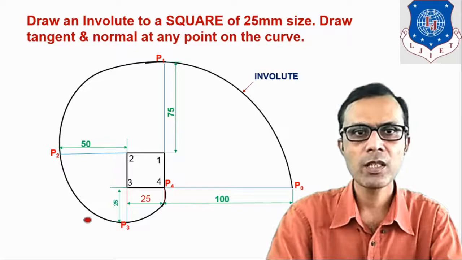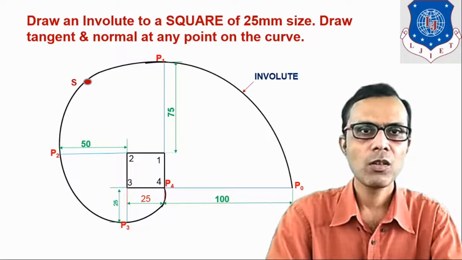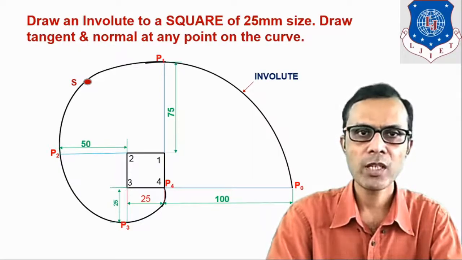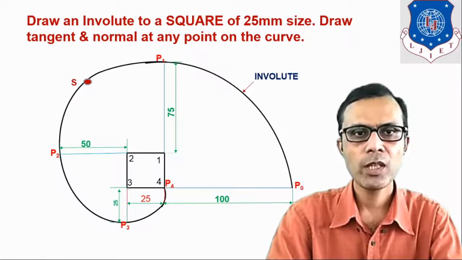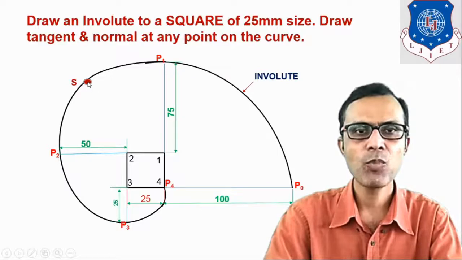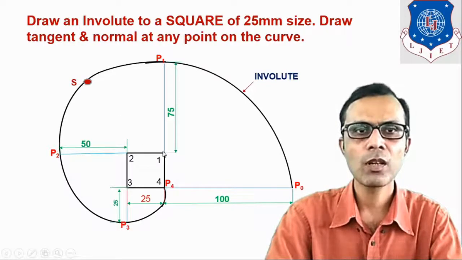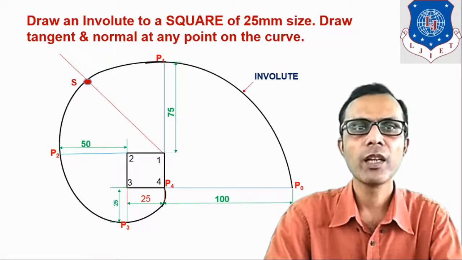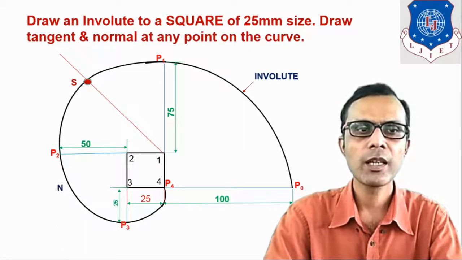Now the next part of this question is to draw tangent and normal at any point on the curve. So we have to consider any point on this curve. We are taking point S on this curve. From point S, we have to draw tangent and normal. Here we have considered point S in this segment. The center point of this segment is corner number 1. So we have to join point S with corner number 1, and extend this line in the same direction up to a certain length.